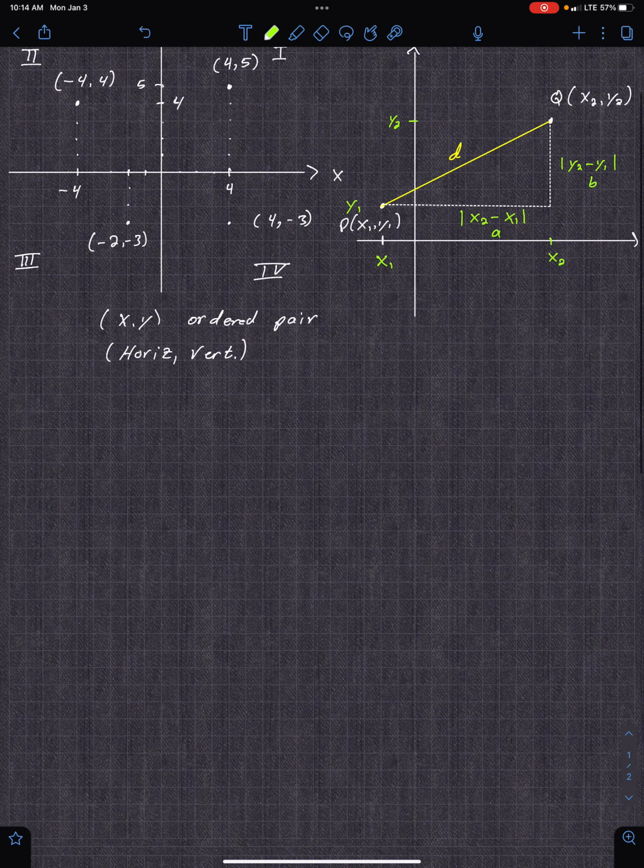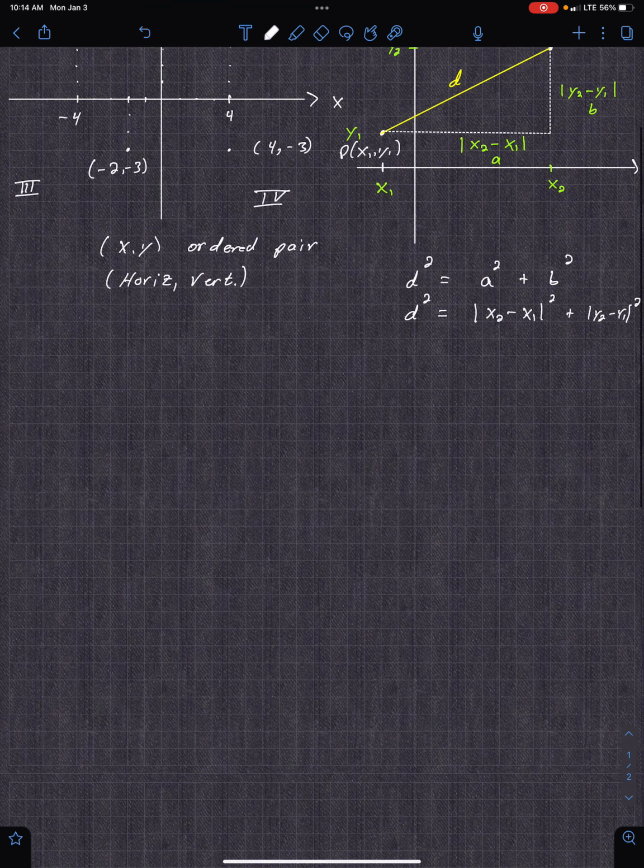And then when we square these, you square your A and your B in your Pythagorean theorem, you can drop those absolute values. So what you use then is that D squared is equal to A squared plus B squared. That's the Pythagorean theorem. And so D squared is equal to the absolute value of x2 minus x1 squared plus the absolute value of y2 minus y1 squared.